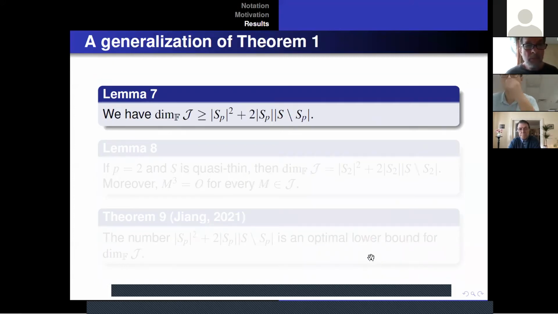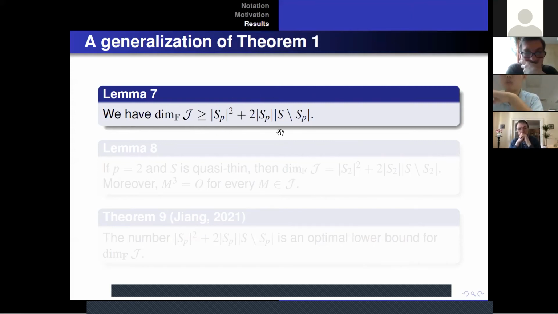Next, we want to consider a generalization of theorem 1, so let us give some lemmas. Firstly, for this lemma, we consider the F-dimension of the Jacobson radical, and we can show that this number is larger than or equal to this number. Here, S_p is the set of all relations whose valences are divisible by p.